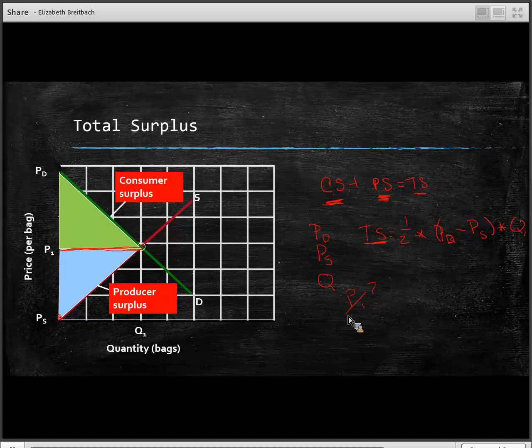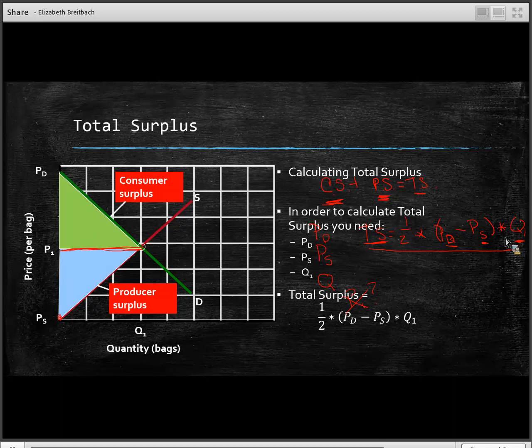It doesn't matter. What becomes important is that individual demand and individual supply curve. And then Q1, we do need to know our equilibrium quantity. I might even have written all that down. It's very similar to what I just wrote down. But again, if you've already calculated consumer and producer surplus, you can just add those two together to get your total surplus.